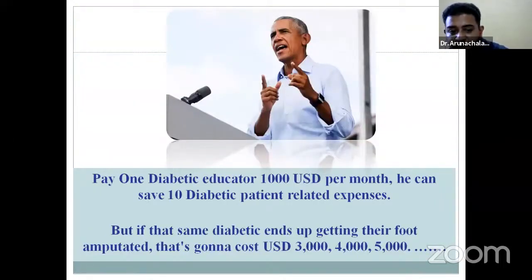The famous words from Barack Obama, the former president of the USA: pay one diabetic educator $1,000 per month, and he can save the expenses of 10 diabetic patients, because there everything is insurance. How he is calculating is, if a patient ends up with an amputation or any other complication of diabetes, the US government is going to spend $3,000 to $5,000 per patient. But one diabetic educator worth just $1,000 per month can save 10 diabetic patients. So that is the meticulous calculation of a best administrator like Obama. So this can also happen in India.